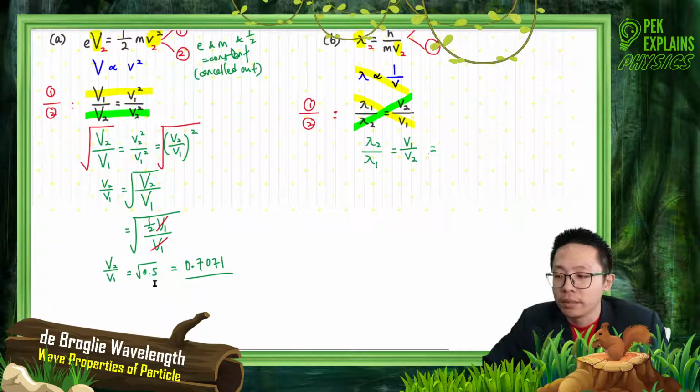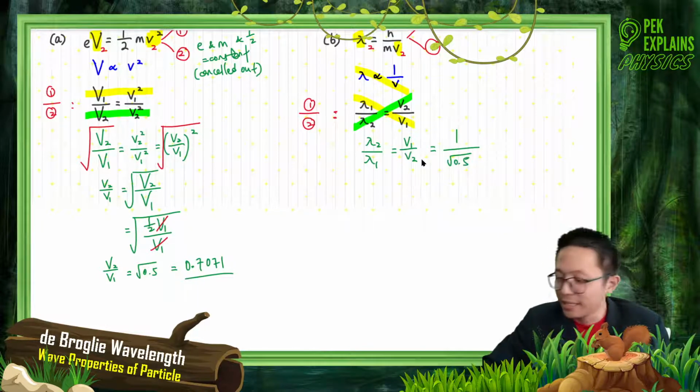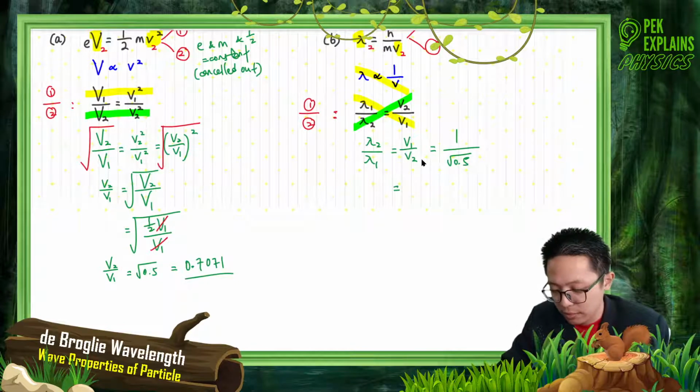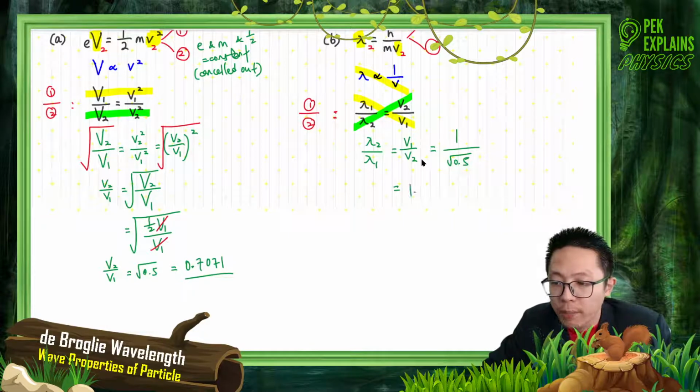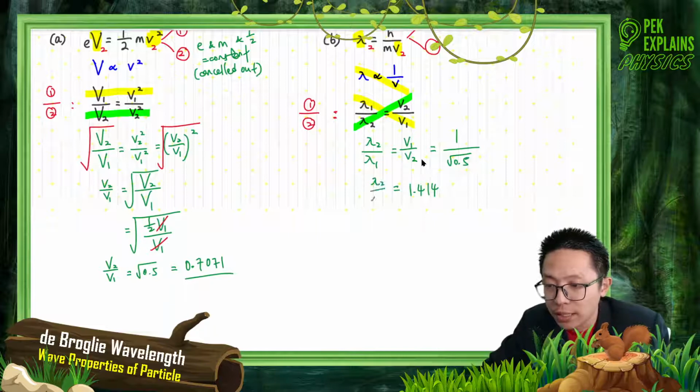Yeah, use the one still in the third form. So this is V2 square root 0.5. So invert V1 over V2, it becomes 1 over root 0.5, isn't it? Then you calculate for the answer, and I get 1 over this one. I get the answer 1.414. That's the lambda 2 over lambda 1.